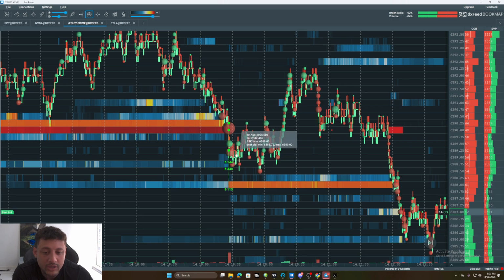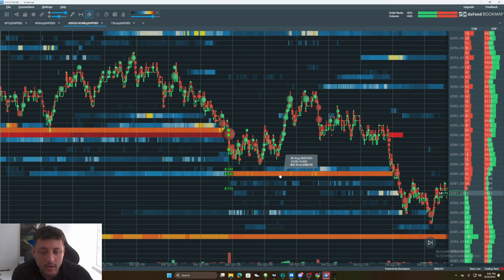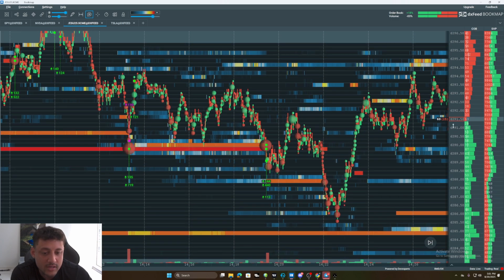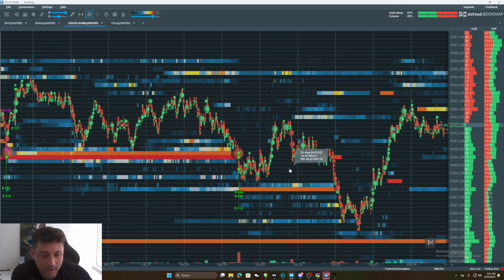Now, as we got this pullback back down to the level, you guys could see that the bid actually did get filled, but we were holding and maintaining under for a little bit of time under that passive buyer. So when I refer to bid, I want you guys to think about passive buying. When I refer to offer, I want you guys to think about passive sellers.